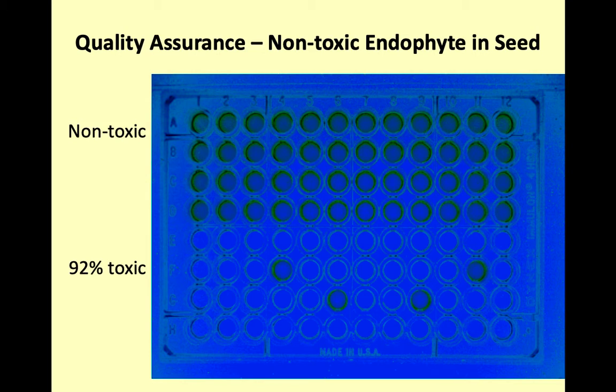So if it's testing yellow, we know that it's below 25 parts per billion, and we consider that to be non-toxic then. So it's very easy for us to just extract these toxins from individual seeds and get a percentage of off types that you might have.